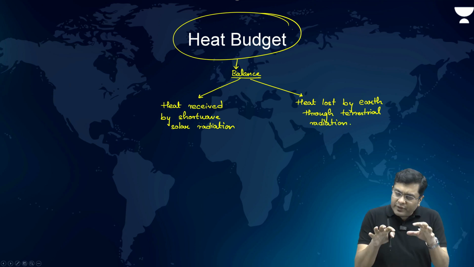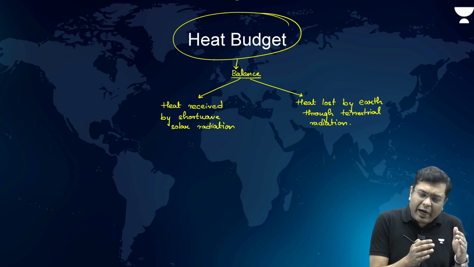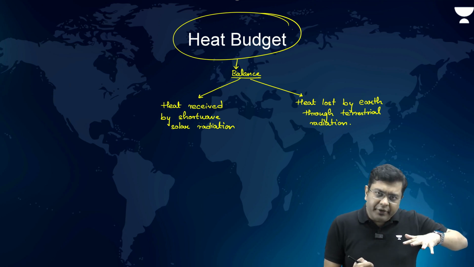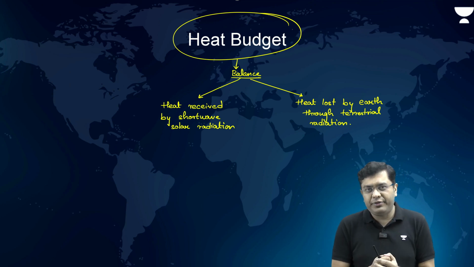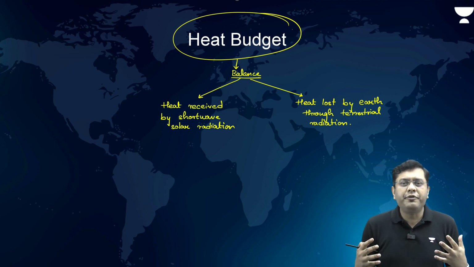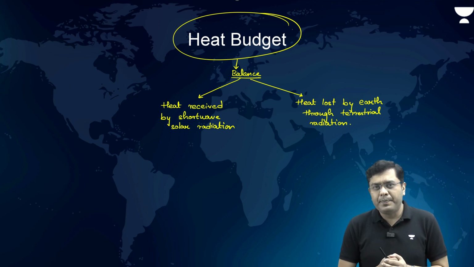Okay. So that balance which is achieved, whereby we have an account of what is the total amount of heat received by the surface and how much heat is lost by the surface. That is the concept of heat budget. And please understand, there has to be a balance.